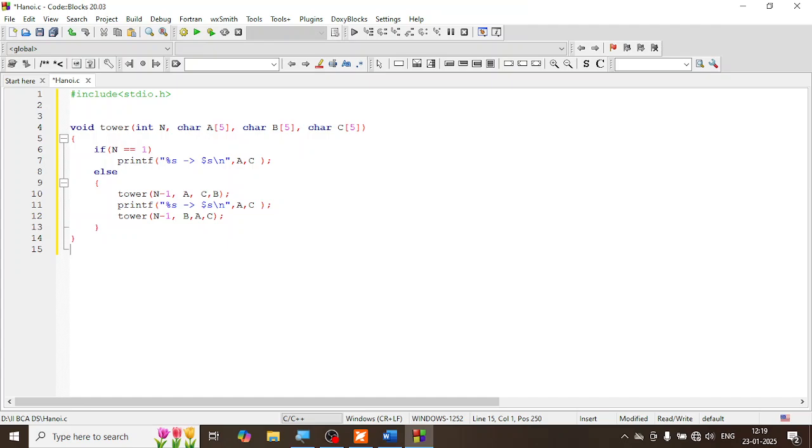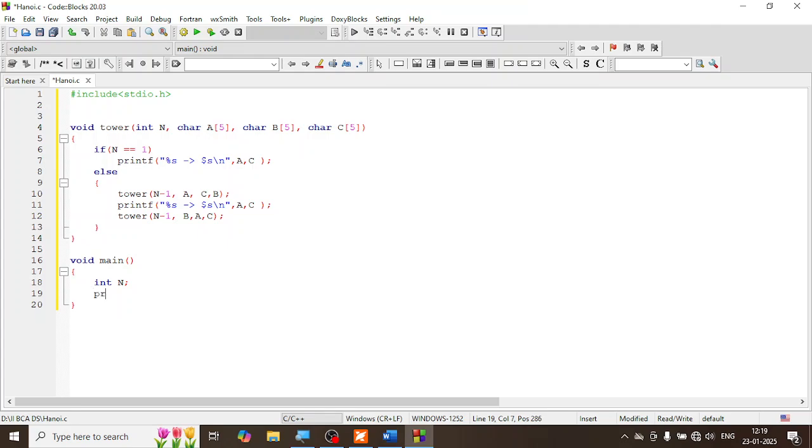Let's write the main part for this. This will solve our problem. So let's write the main now. And what are the things that are required? I need to know how many disks are there, that is n.